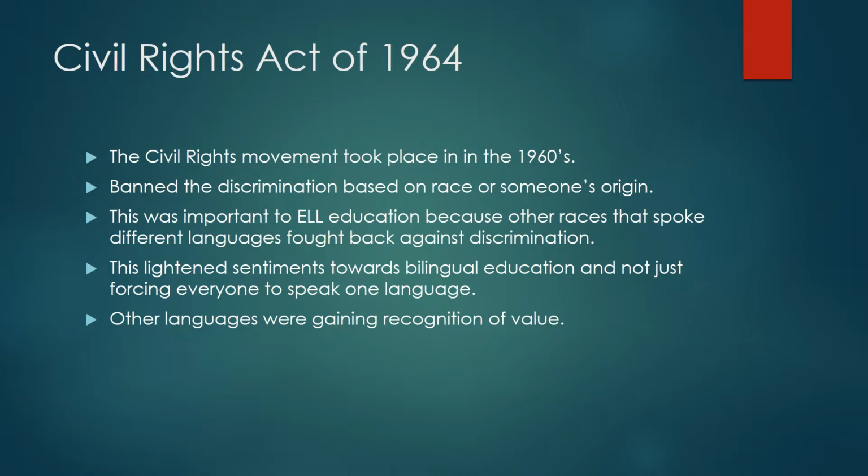The Civil Rights Act of 1964. The civil rights movement took place in the 1960s and it banned discrimination based on race or someone's origin. It was important to ELL education because other races that spoke different languages fought back against discrimination, and so it made it more appropriate to have different races of different languages implemented into public education. These new languages were finally gaining recognition of value rather than being oppressed under those who spoke English.